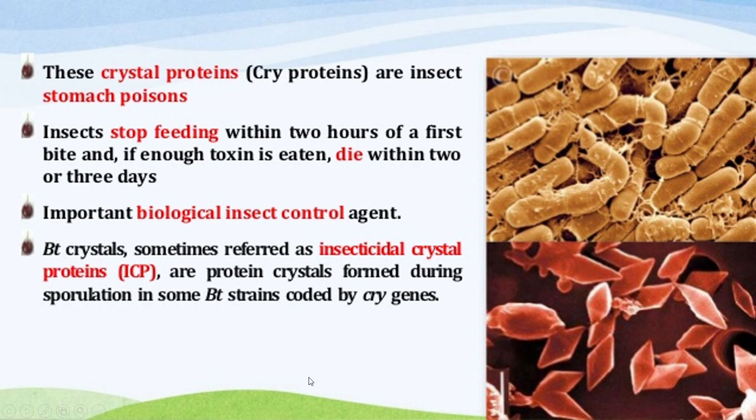So these are considered as important biological agents for controlling insects. BT crystals, sometimes referred to as insecticidal crystal protein or ICP, are protein crystals formed during sporulation in some BT strains and are coded by the cry genes. So the genes which encode these proteins are called cry genes.